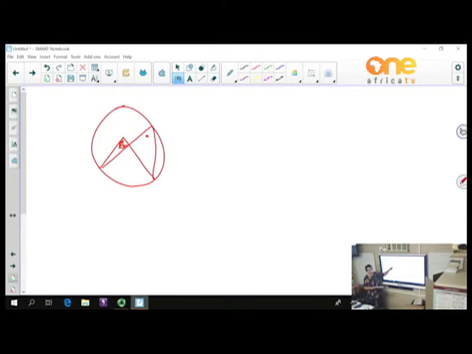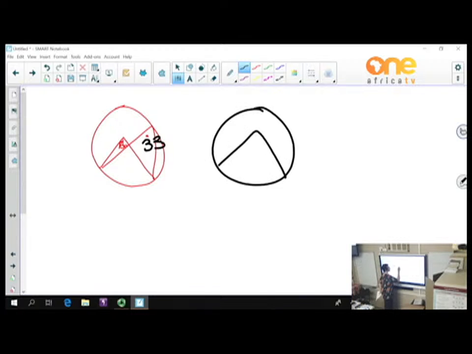But what will that one be? The angle at the circumference is half the angle at the center. The angle at the center is twice the angle at the circumference. So what will that one be at the circumference? Half of it, 33. Yes, 33. So if you put it the other way around, the angle at the circumference is half the angle at the center. The rule is the angle at the center is twice the angle at the circumference, subtended by the same arc.